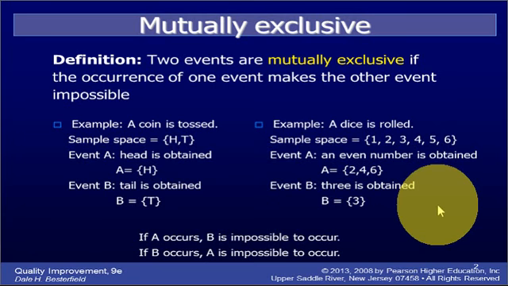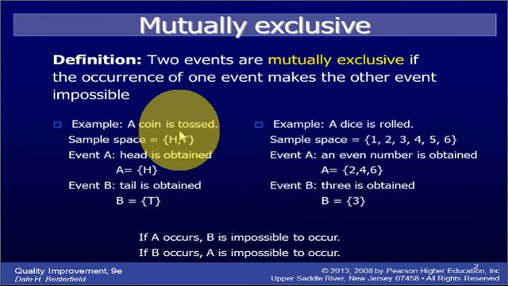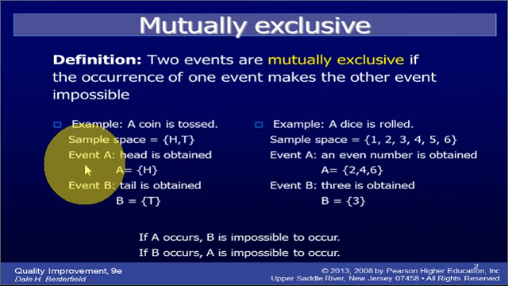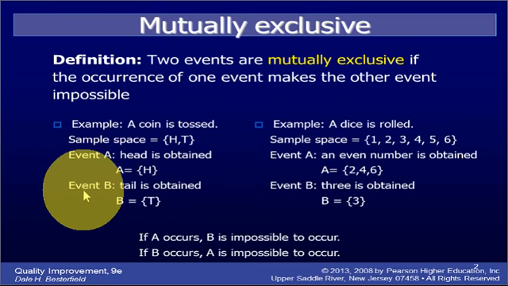So, for example, if I toss a coin and my sample space is head and tail, event A is that a head is obtained, and event B is that a tail is obtained. So I can tell that if event A occurs, if I obtain a head, then event B is impossible to occur. So I will not definitely have a tail, right?